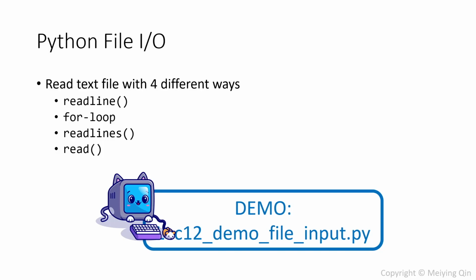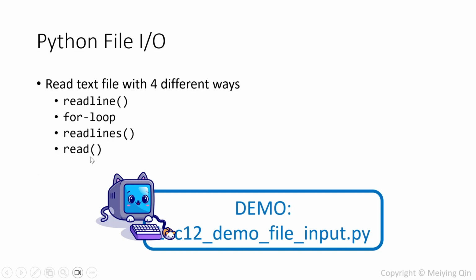So for example, if you want to read one line at a time, line by line, you can use readline. So this is good when you want full control, for example, stopping early, or skipping some lines. The most common and cleanest way to read a file is using the for loop, which is the second method here. So you can use this when you want to process every line.